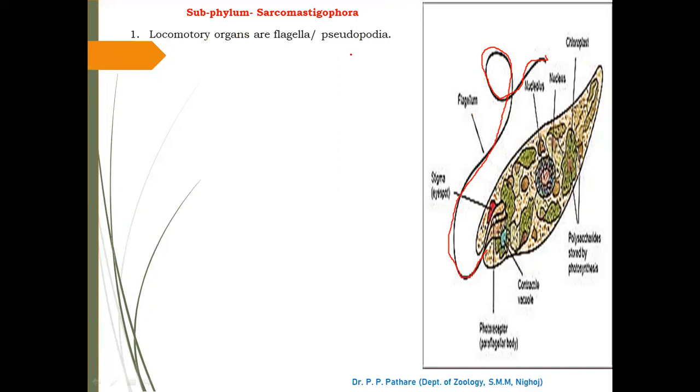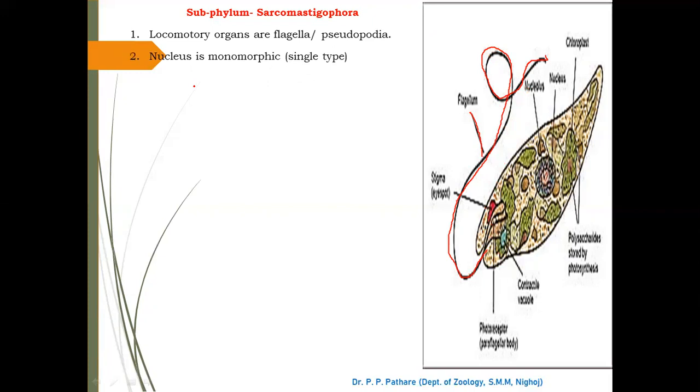Some of the species, that is another example of these sarcomastigophorans, show pseudopodia. Pseudopodia is the organ of locomotion. They can be found in your protozoans. I hope you understand what the flagella is. This is a flagella useful for locomotion. Next one, nucleus is monomorphic. Nucleus is monomorphic. This is a very important point.